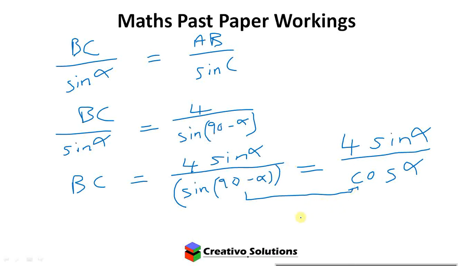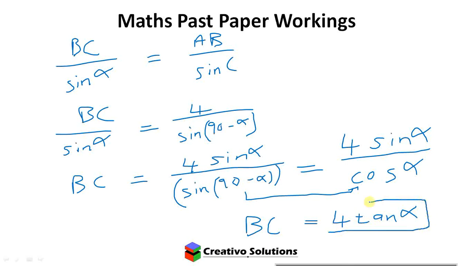Because I know that sine over cos is tan. So now it's 4 tan alpha. Okay, so BC is that, 4 tan alpha. Right, so if I know what BC is, what am I going to do? Take this and I'm going to substitute that into the equation.